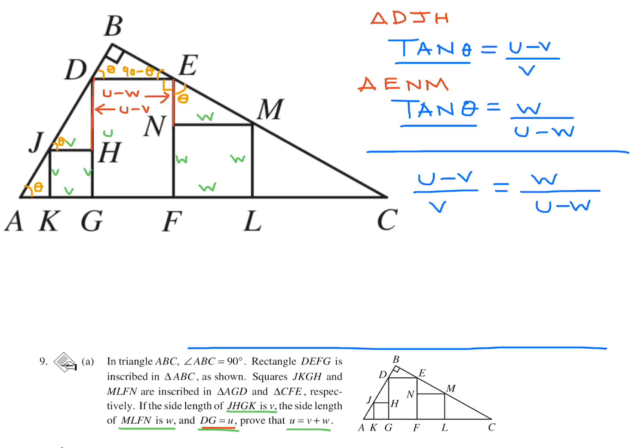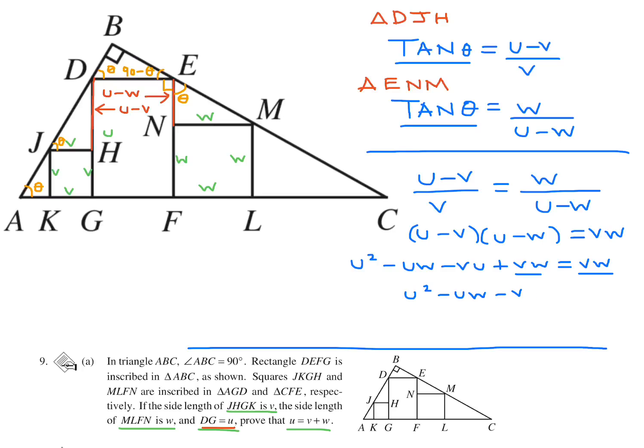Okay? I think we can squeeze this in. Cross multiply, you get U minus V, U minus W is equal to VW, correct? Multiply this out, U squared minus UW minus VU plus VW is equal to VW. The VW's on both sides disappear, so you're just left with U squared minus UW minus VU is equal to 0. Factor out the U, and you'll get U times U minus W minus V.